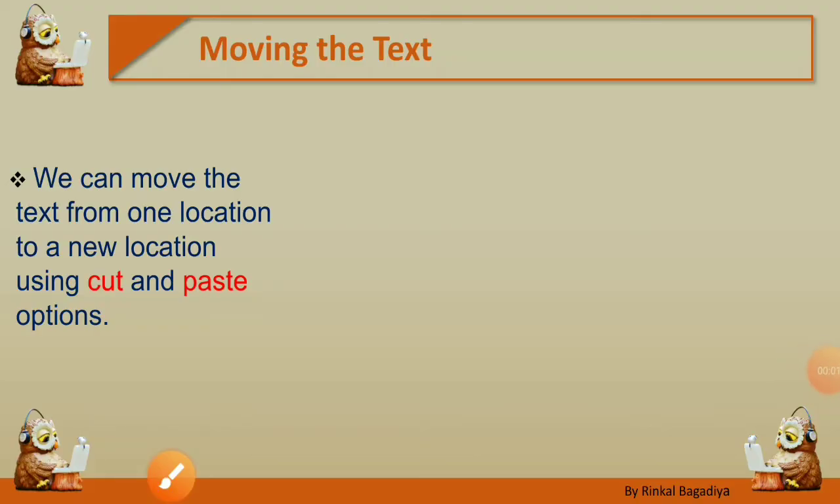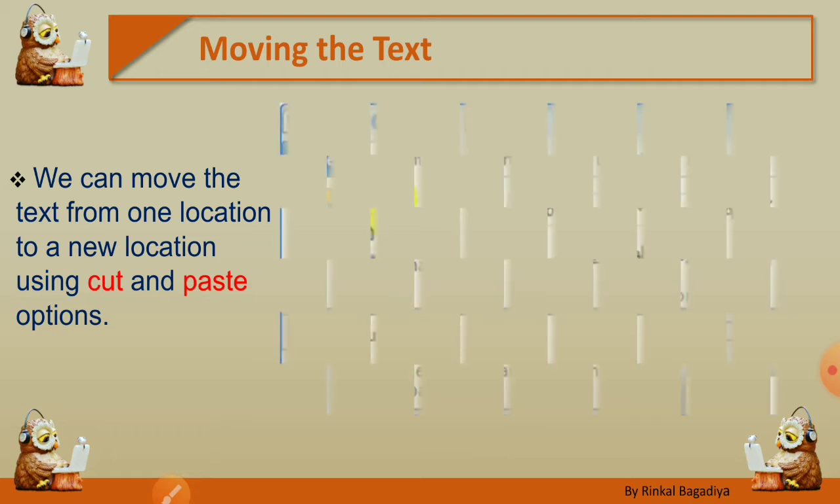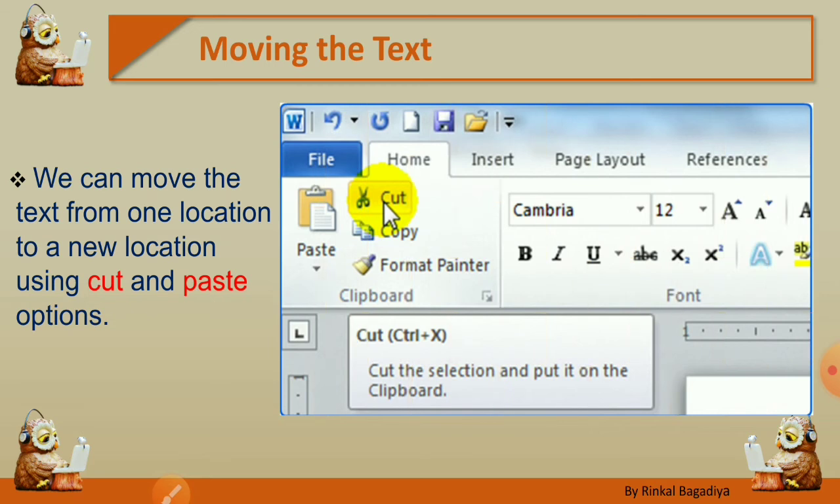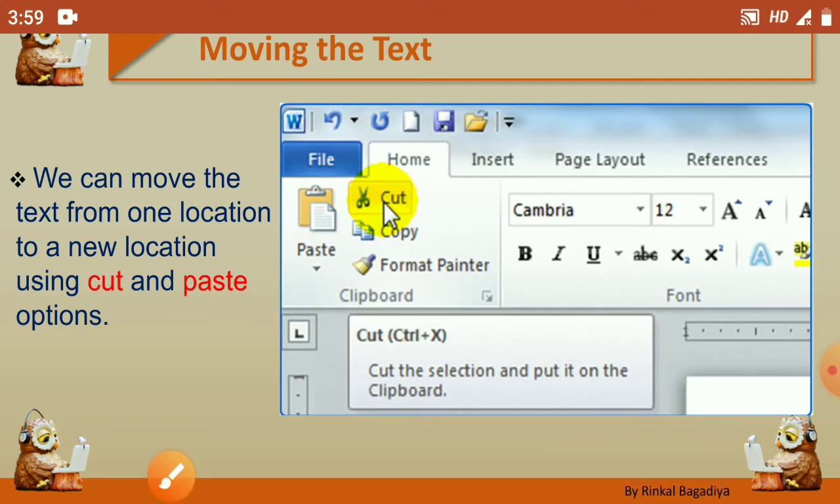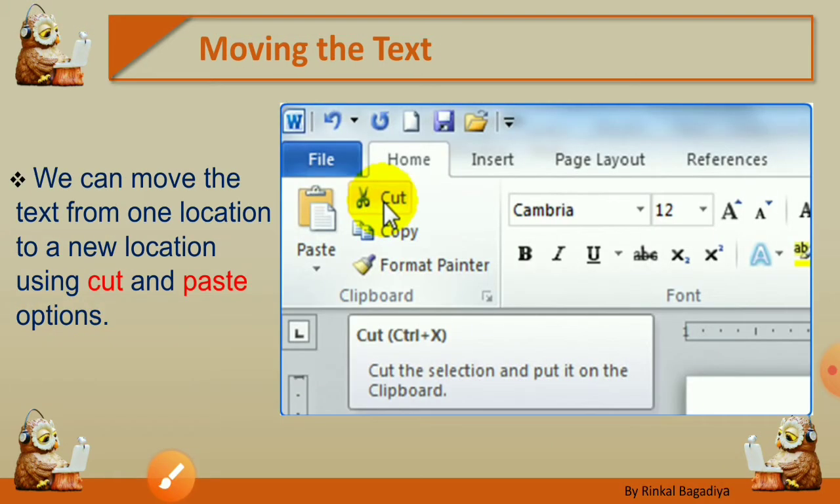Our next topic is moving the text. We can move the text from one location to a new location using cut and paste options. Here you can see the Word window is given. In the Home tab, in the Clipboard group, the Cut option is available. Using this cut option, we can cut our text and place it in another location. This way we can move our text from one location to another in our document or in another document.